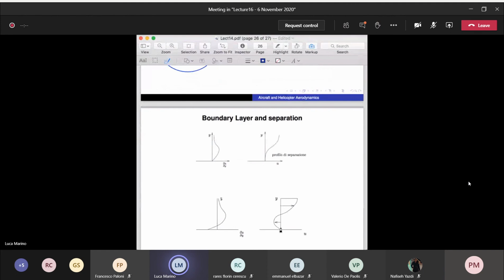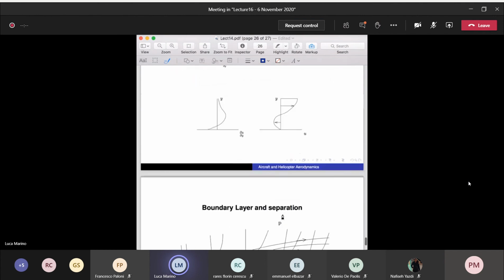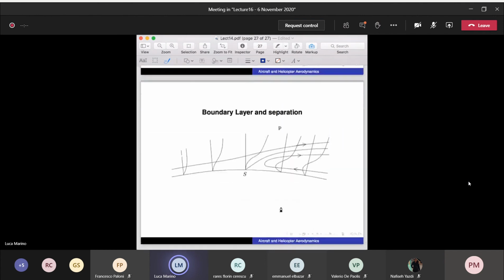And so you will have a part of the flow where the direction of the velocity will be opposite to the external one. And so you will have a separation, okay? As reported in this sketch, which is a summary.